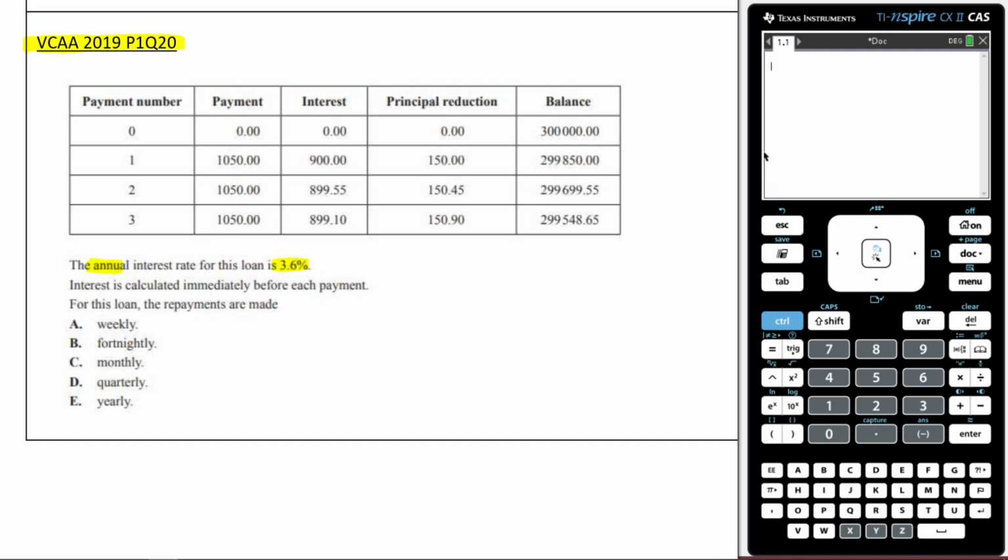Okay, so we're given the annual interest rate, and we need to figure out the compounding period. Is it weekly, fortnightly, monthly, quarterly, yearly? First thing I would do here is just to figure out the interest rate between each of the payments. So we don't know if we've got a week, a month, or whatever between them, but let's just figure out the interest rate between each payment. So if I have a balance of 300,000 and the interest accrued on that is 900, I can figure out the interest rate of just that portion.